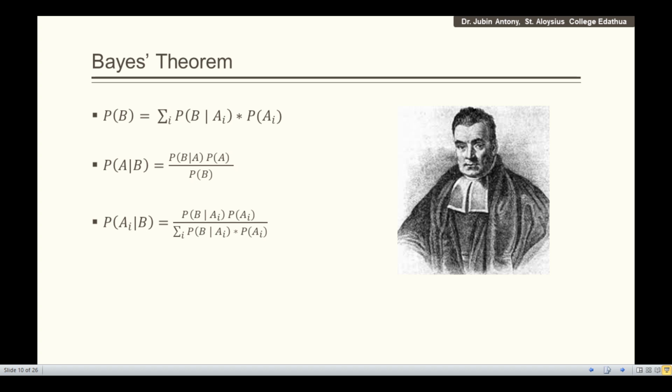Now substituting, probability of Ai given B is equal to probability of B given Ai into probability of Ai divided by summation over i of probability of B given Ai into probability of Ai, which is our Bayes theorem.